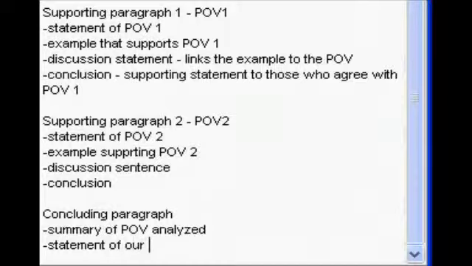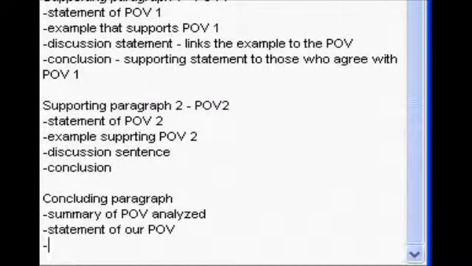The second sentence is a statement of our point of view. So we're just saying whether we feel that we more so agree with point of view number 1 or we more so agree with point of view number 2. So we'd structure this as something like, after analyzing both points of view, it's obvious that point of view number 2 is stronger, or it's obvious that McDonald's is not an impressive restaurant, or however we want to word it.